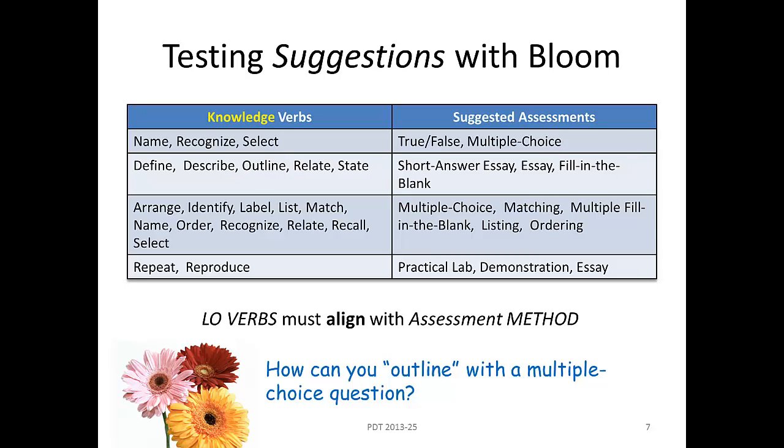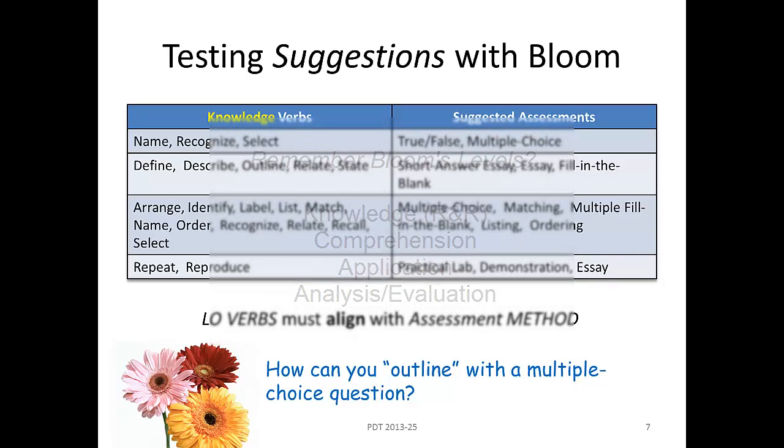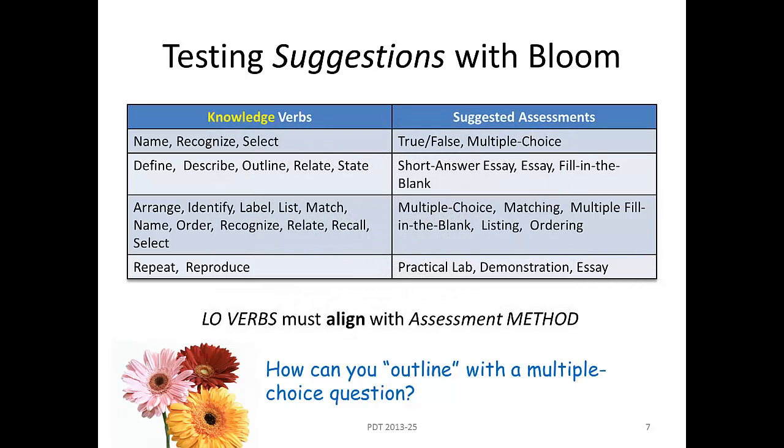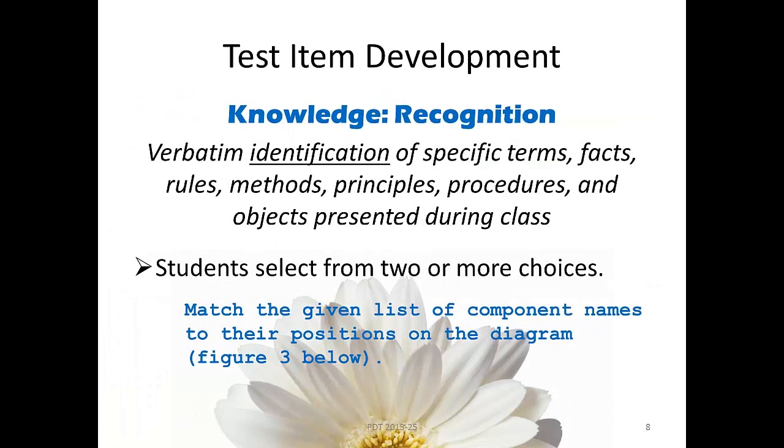Sticking with Bloom, hence the flowers, let's look at some of the levels at which we have to develop test items. Determining the level, based on the action verb and the outcome, is the first step in developing test items. We'll look at just a few examples to give you the flavor. At the bottom level of learning is recognizing a fact, being able to distinguish which is the correct fact when given a list, for instance.